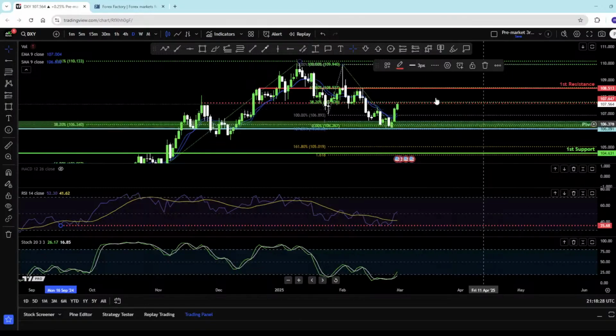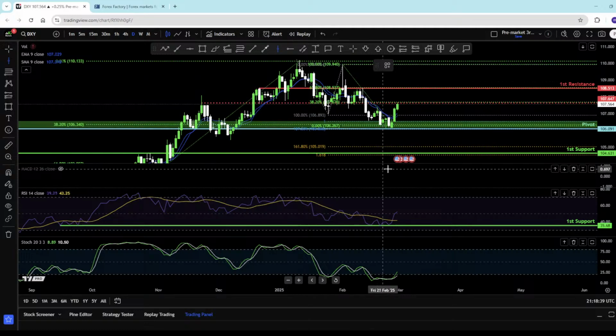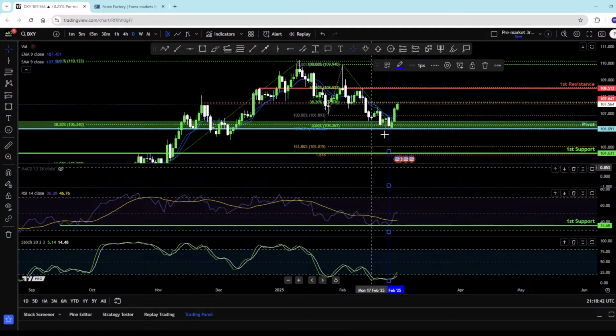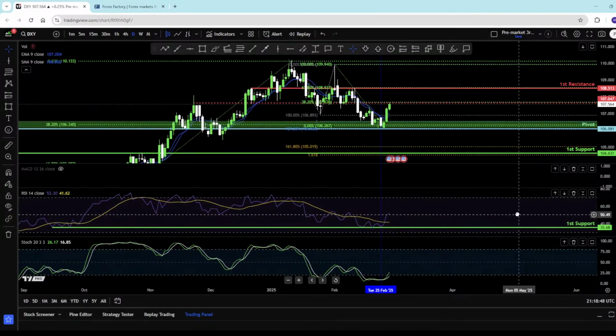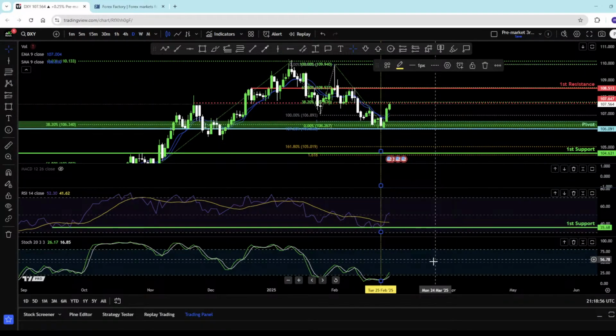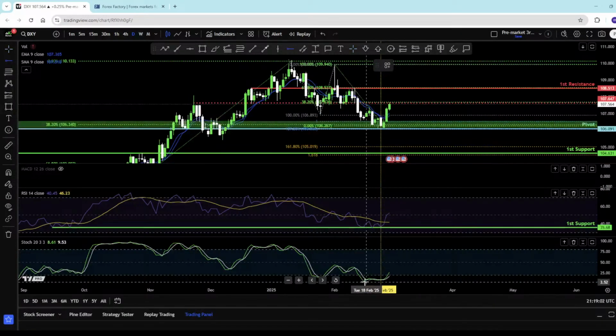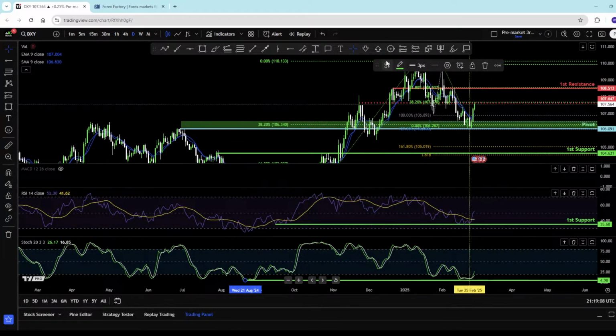Okay, with our RSI, you can see prices generally moving upwards recently. Here you can see prices bouncing off of that first support, or rather hidden support level on our RSI. Okay, which lines up nicely with that bounce off of our pivot. On our stochastic, we see that happening as well.